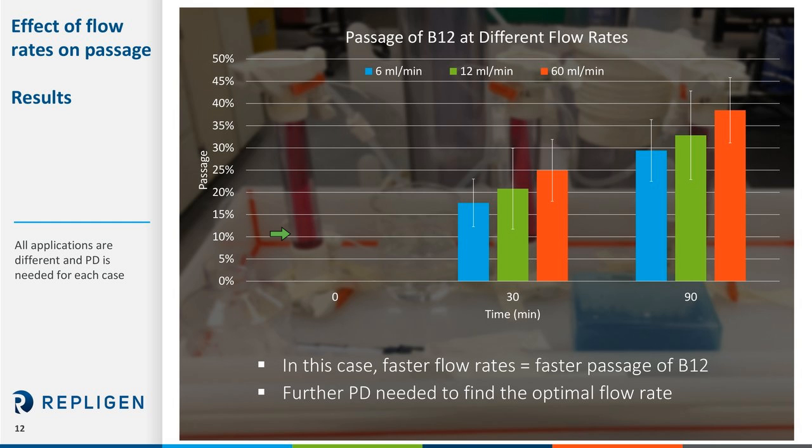So I hope that explained the concept of dynamic dialysis, the systems we have to offer, and the PD that is needed to get a process underway. Now I'm going to turn it over to Cassidy, who's going to go over some practical applications.